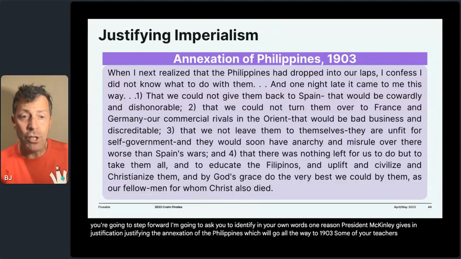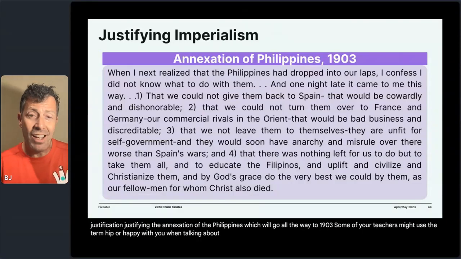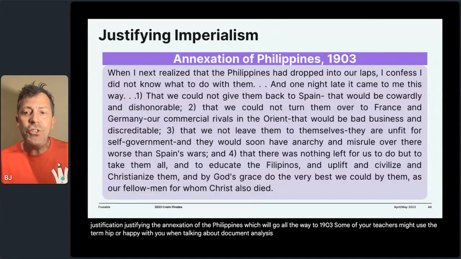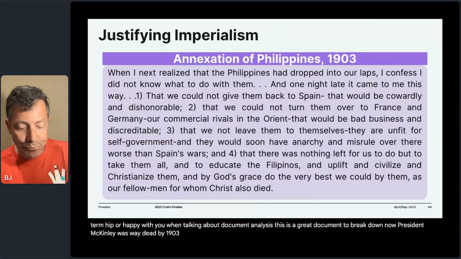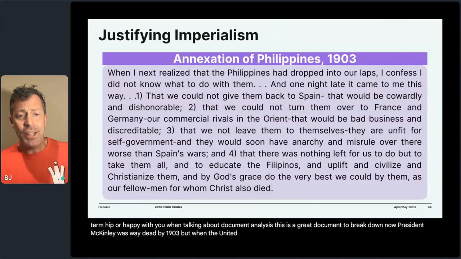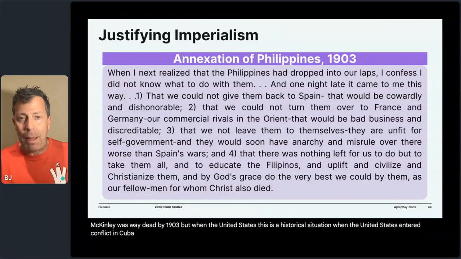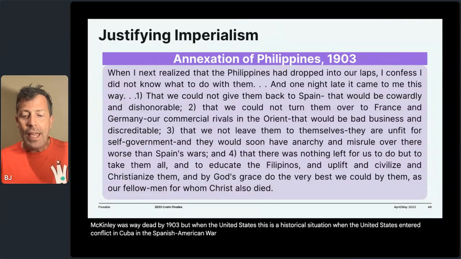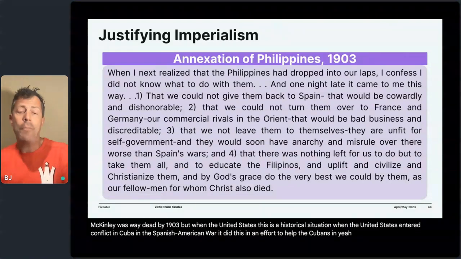Some of your teachers might use the term HIPP or HAPPY with you when talking about document analysis. This is a great document to break down. Now, President McKinley was way dead by 1903. But when the United States, this is a historical situation, when the United States entered conflict in Cuba in the Spanish-American War, it did this in an effort to help the Cubans in Cuba.